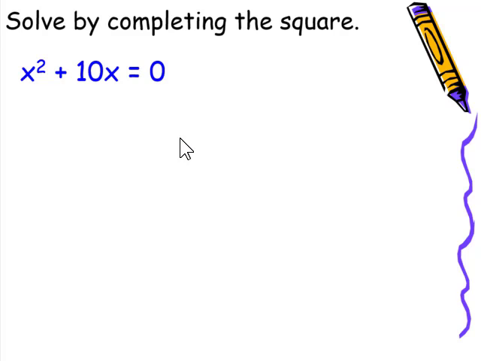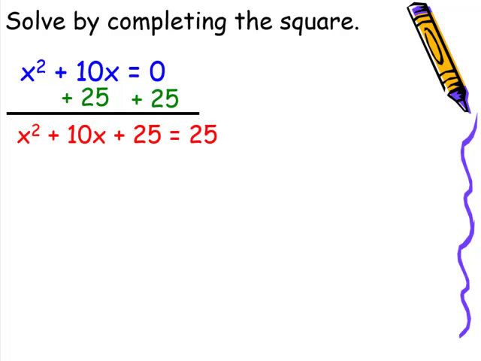When we say completing the square, we actually want to have a perfect square trinomial. When we do this, what would I have to add to make this a perfect square trinomial? Well, half of 10 is 5. 5 squared is 25, so we'll add 25. This will leave me with x squared plus 10x plus 25 is equal to 25.